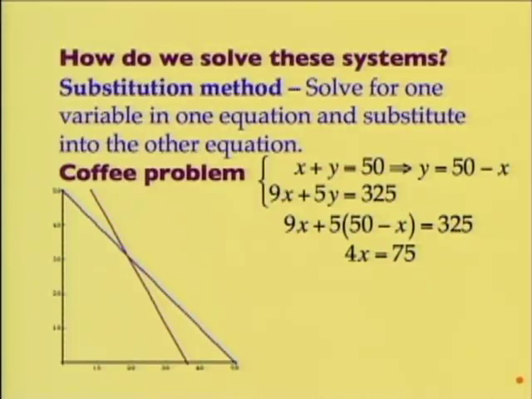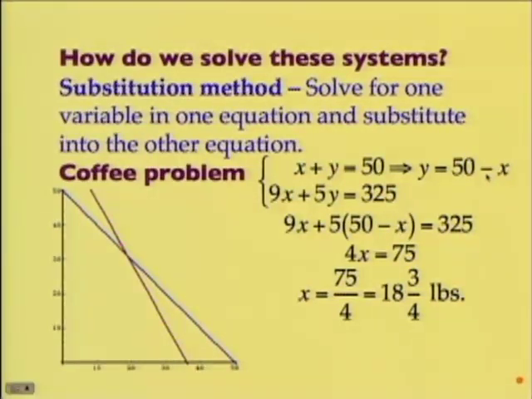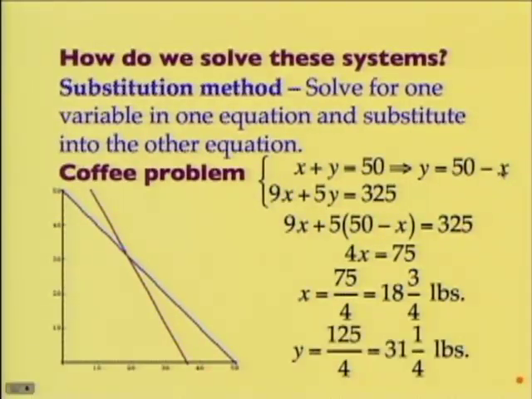So 4x equals 75, divide through by 4. x is 75 divided by 4, or if you convert that to a mixed number, 18 3/4 pounds. Then you back substitute. You've got a nice formula up here for y, so take this number, jam it back up here, and you get y is 125 fourths, or if you prefer, 31 1/4 pounds. The sum of those is 50, and the value would be the same as if I charged 9 for one and 5 for the other.